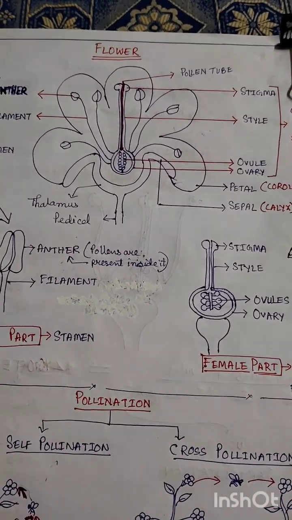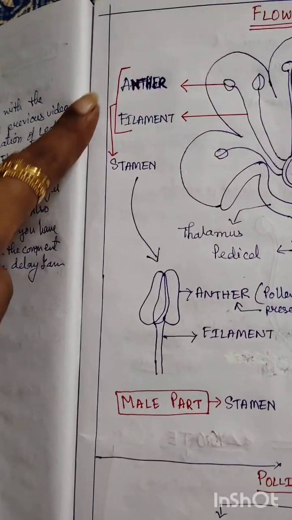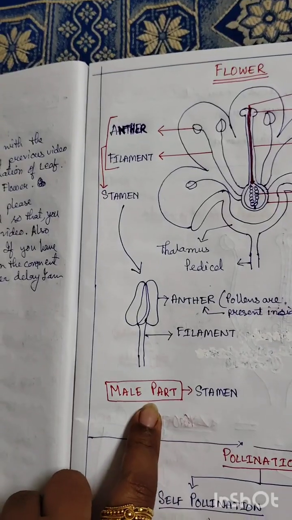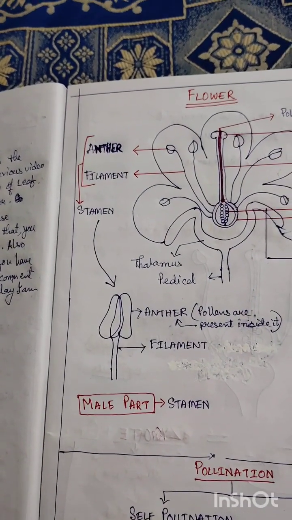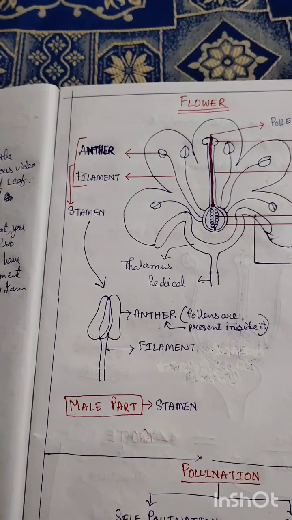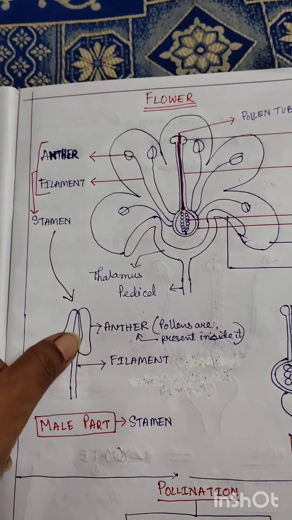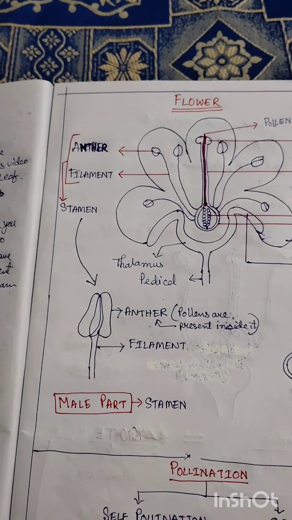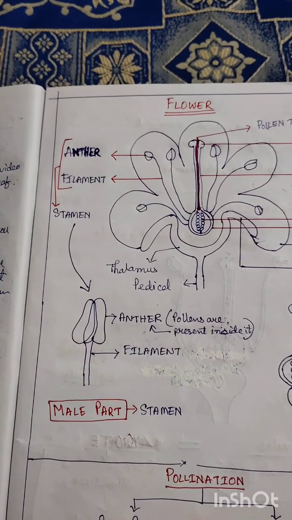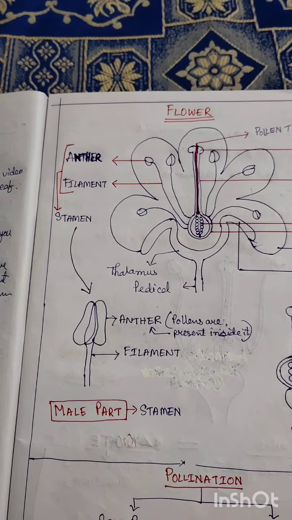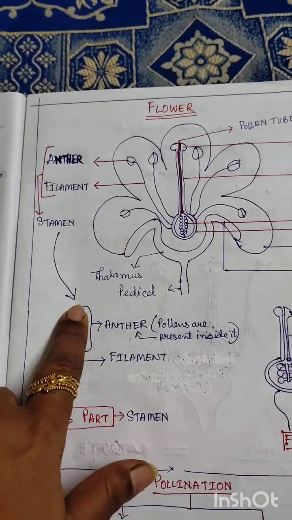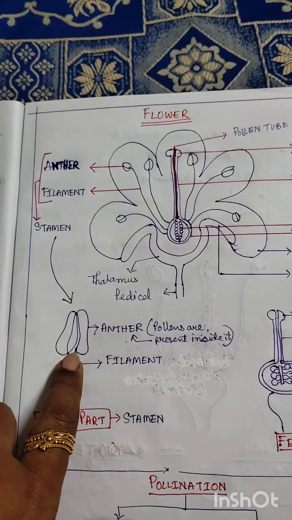Now next is stamen. Stamen means this portion, anther and filament together are called stamen, and this is the male part. Stamen is the third whorl. The stamen is the male part of the flower consisting of a filament. Filament means this part, a small tube-like structure, and an anther. The anther is a sac-like structure present at the tip of the filament. This is the anther portion, a sac-like structure present at the tip of the filament.